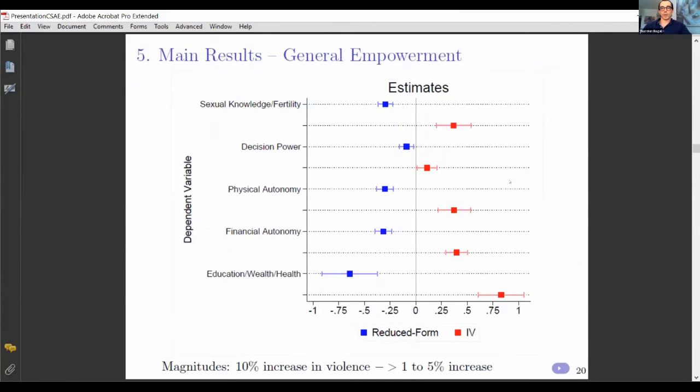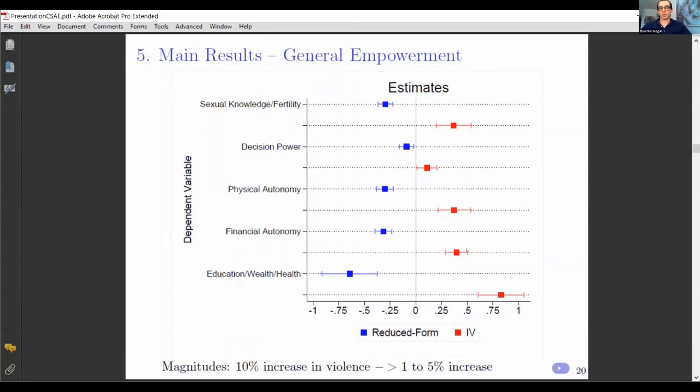Okay, so here are the main results. The red ones are the IV estimates. Let's focus on those. Each of these points is a separate regression. The outcomes are here. Since the DHS has a lot of questions, we group them. The first part will be stuff like education, wealth, health; financial autonomy, things like owning a house or owning land; physical autonomy, things like teenage pregnancy, can refuse sex if husband cheats, etc.; decision power, decides on large household purchases, decides on healthcare; and sexual knowledge, things like knows about contraception, knows about the ovulatory cycle, fertility, things like wants more kids, fewer kids, etc.